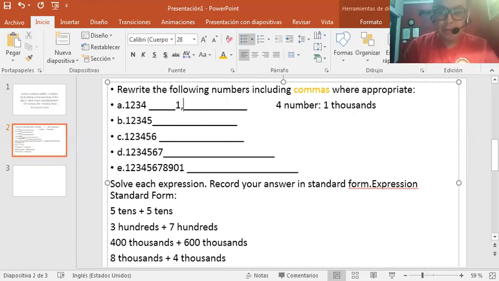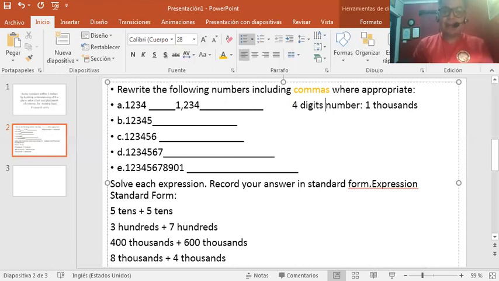So here, 1,234. We need to add a comma after the one, because we are talking about one comma, and when we are talking about one comma, we're talking about 1,000. And the 1,000 has four digits, okay? Four digits. For that reason, we can identify this with a comma.